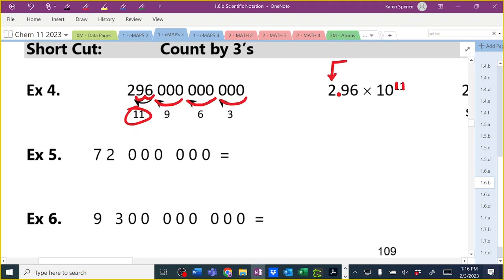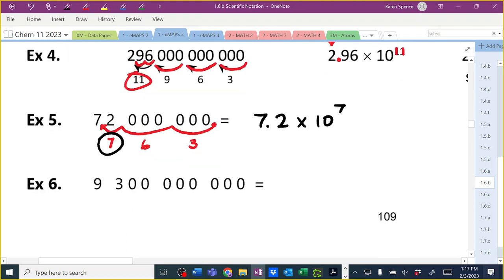Let's try counting this next one by 3s. 3, 6, and then we have to do one more. So that's going to be 7. That is 7.2 times 10 to the 7.